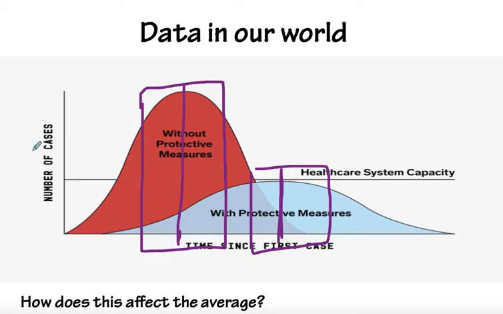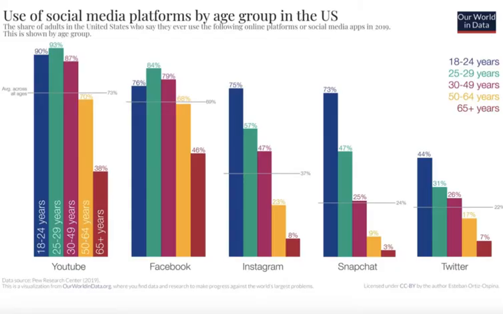So let's look at another example. We talked about histograms today, so let's look at some histograms. This is the use of social media platforms by age group. Remember, the big thing with histograms is being able to divide the data into different ranges. So these histograms divide it into ages: 18 to 24 years, 25 to 29 years, 30 to 49, 50 to 64, and 65 plus years. So let's look specifically at Snapchat.